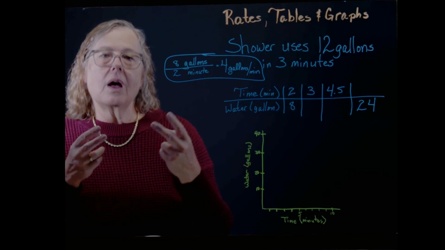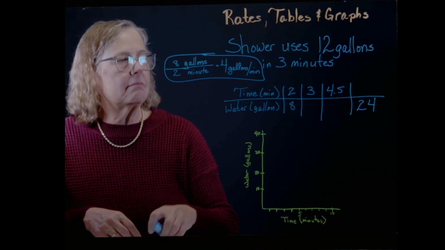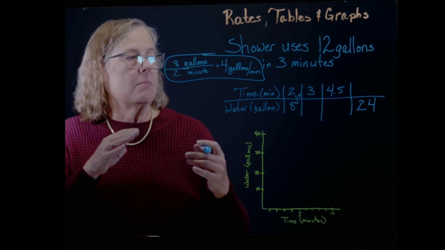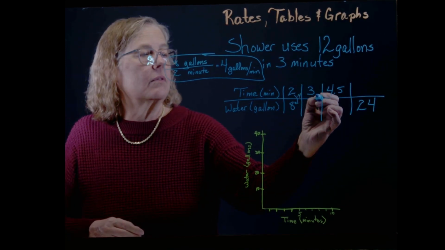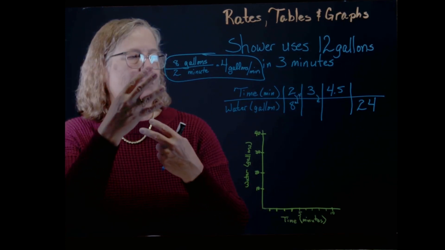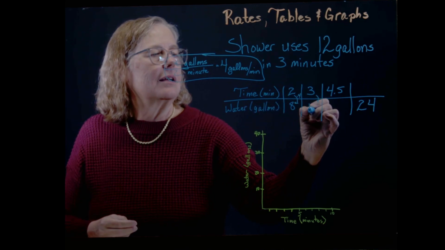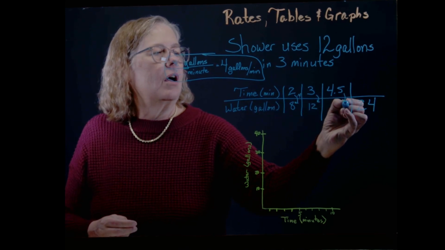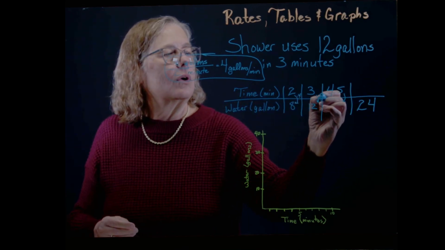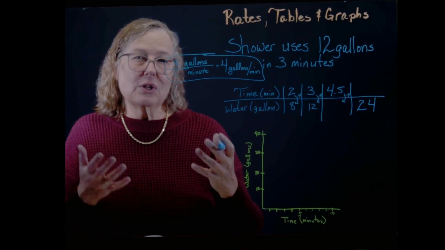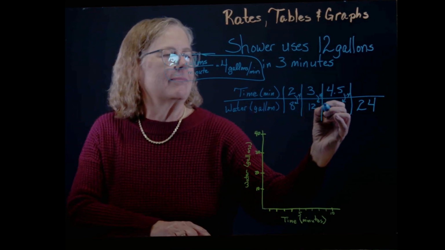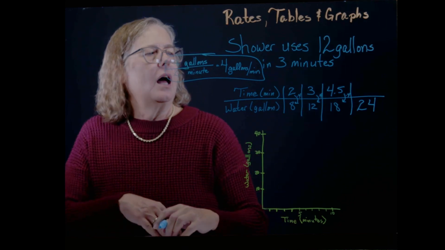So what did I do to get from the 2 to the 8? I multiplied by 4. Good. Good job. So in the next column, what are we going to do with the 3? Oh, we already know. It's 12. It told us that in the problem. All right. So now we're going to do the same thing that we did before, though. We're going to multiply by 4. How much water did we use? 18. Good job.